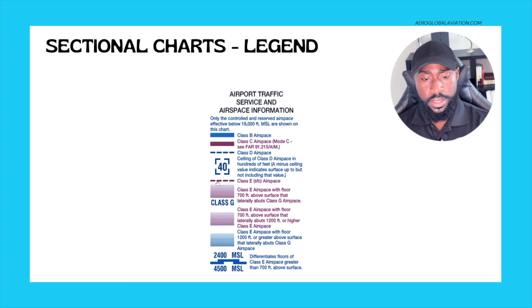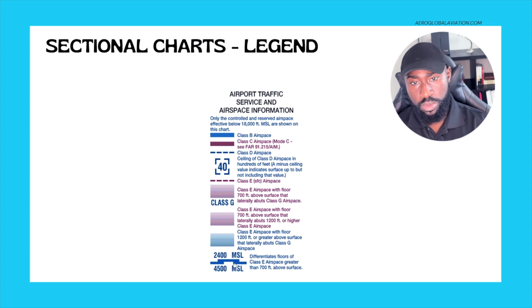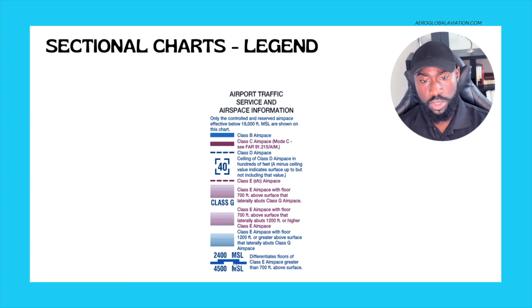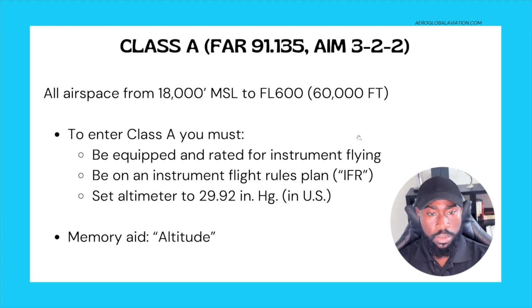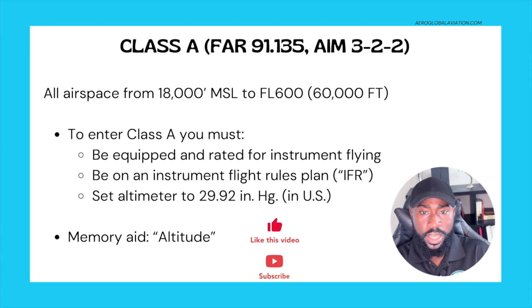You also have this broken magenta line here, which is class Echo airspace, and this is a class Golf, class Echo transition. This is also Echo transition, and this here I typically call the zipper lines. We'll go into more detail on all these things in our future slides. It basically tells you the different floors of a class Echo airspace. So we'll go into more detail, starting with class A airspace.